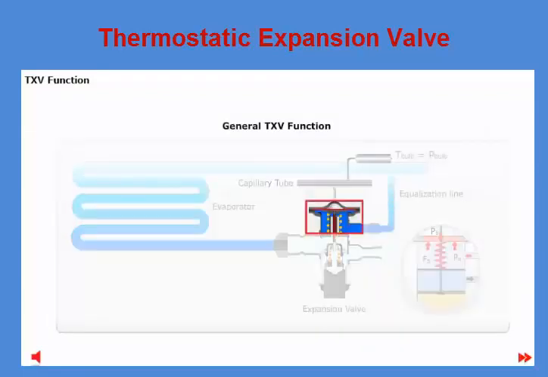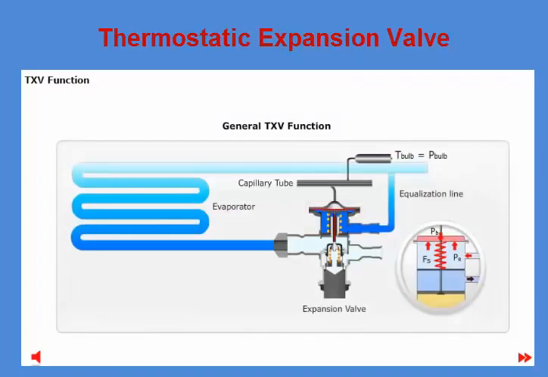The TXV senses the bulb temperature at the evaporator outlet. The bulb temperature is, by means of the evaporating charge, converted into pressure, P-bulb, which through the capillary tube is transferred to the top side of the diaphragm. The evaporating pressure, P-evap, is led to the underside of the diaphragm, either through the external equalizing connector or through a hole inside the valve.